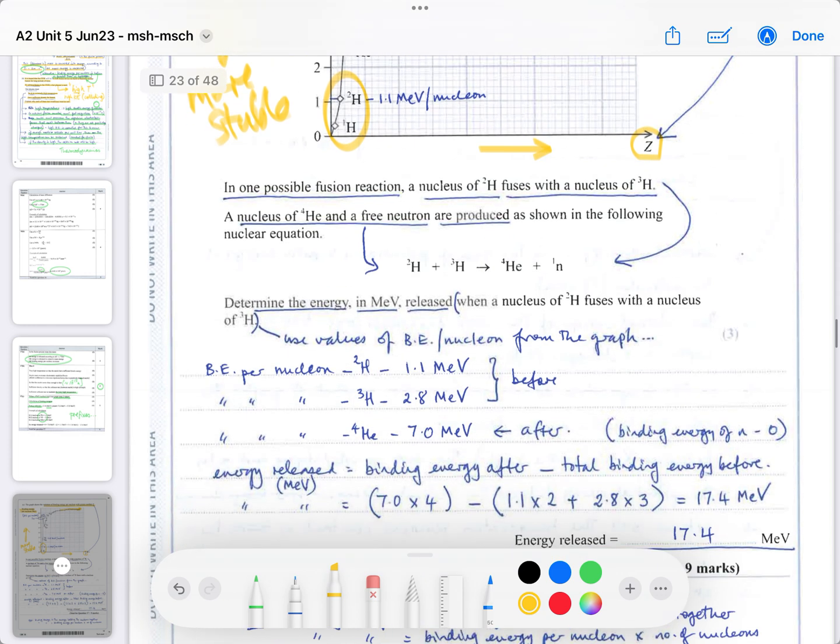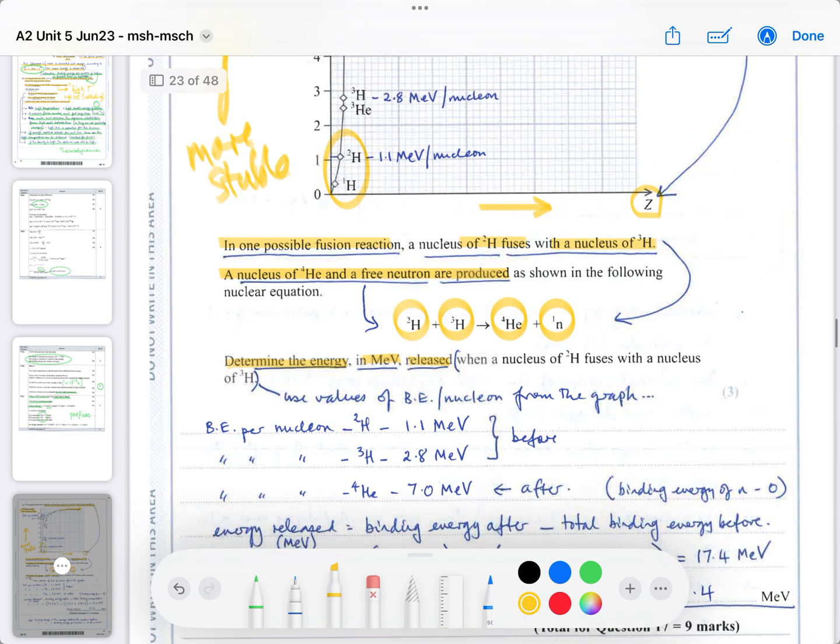Element number 26. In one possible fusion reaction, a nucleus of heavy hydrogen, hydrogen 2, fuses with another isotope of hydrogen, hydrogen 3. So deuterium and tritium collide, and you can see the numbers balance if they then produce a helium nucleus and free up a neutron. So it's a balanced nuclear equation, and the nucleus of helium and a free neutron are produced. Now they want to know, is this energy efficient? Determine the energy in mega electron volts released. So they're assuming it is going to release energy, and in a minute we'll see why.